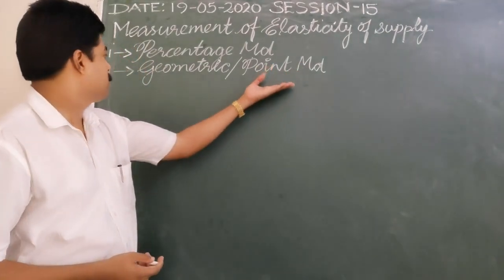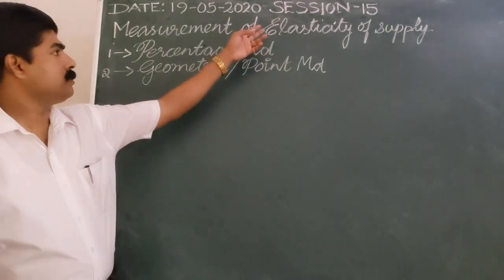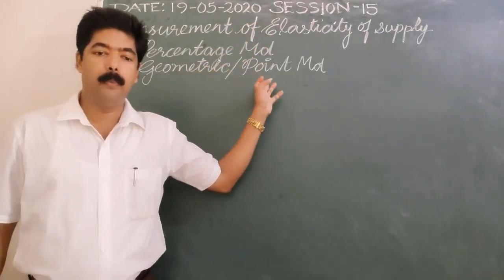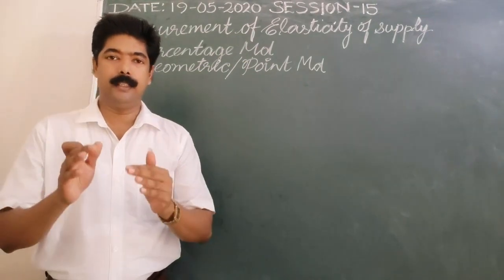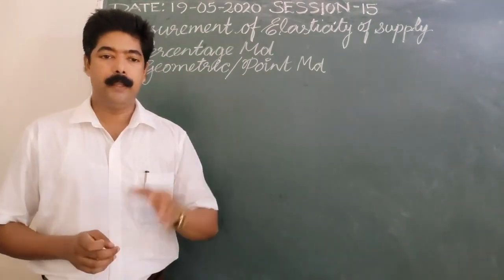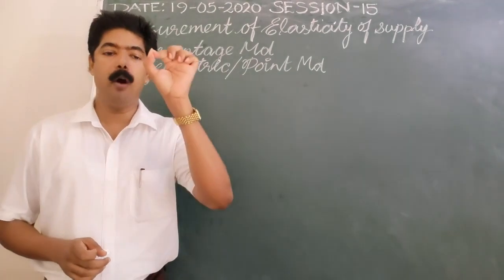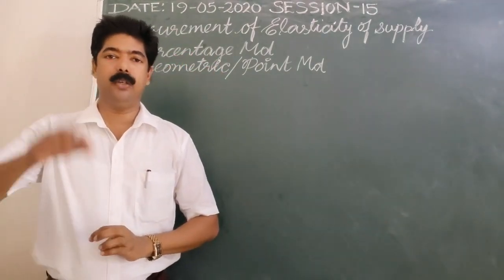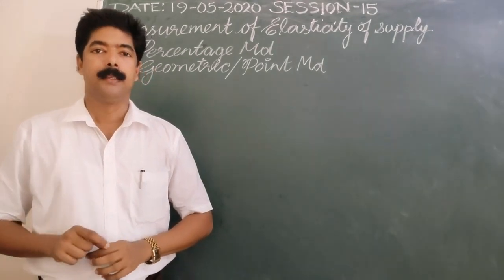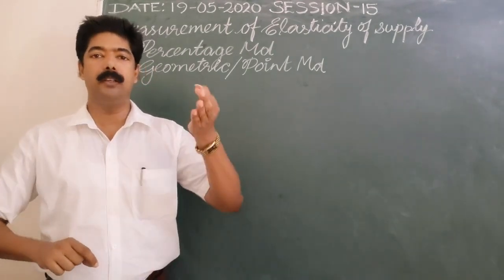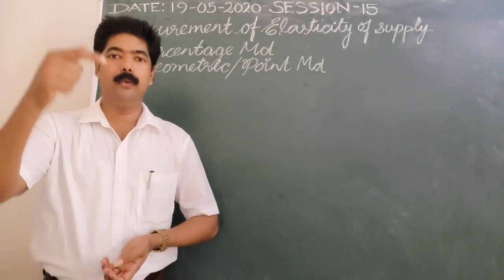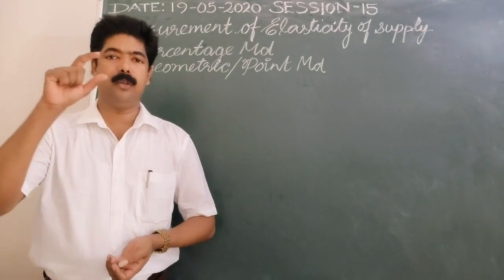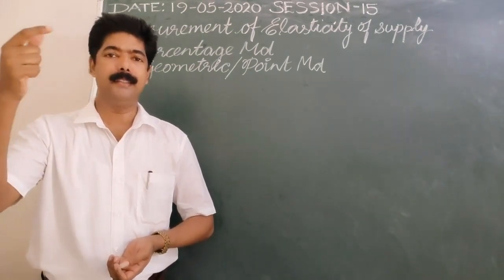So let us see the second method of measurement of elasticity of supply, that is the geometric method or point method. The geometric method is used to measure the elasticity of supply at a point on the supply curve. Here we need to mark a particular point on the supply curve. The supply curve is positively sloped, and while calculating the price elasticity of supply, we are asked to mark a particular point, and that point is named.